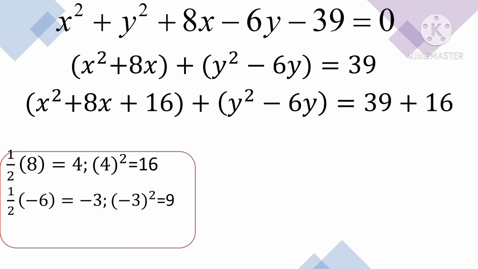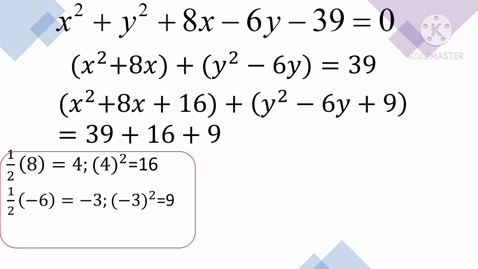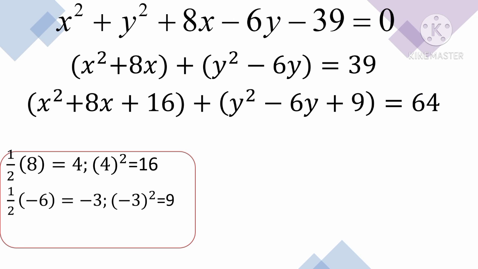So negative 6, half of negative 6 is negative 3. And we also have negative 3 times negative 3 equal to 9. So you add positive 9, and on the right side we also add positive 9. So overall, 39 plus 16 plus 9, we have 64. Then we can transform this into the standard form equation of the circle.